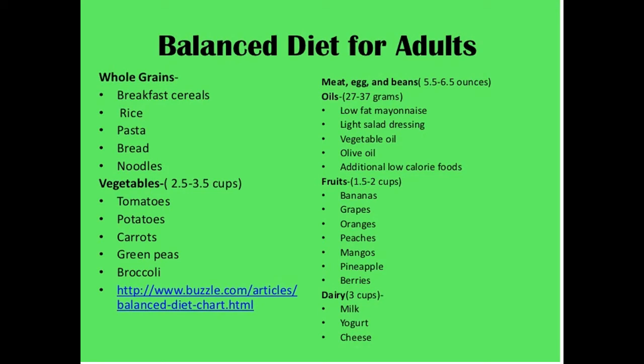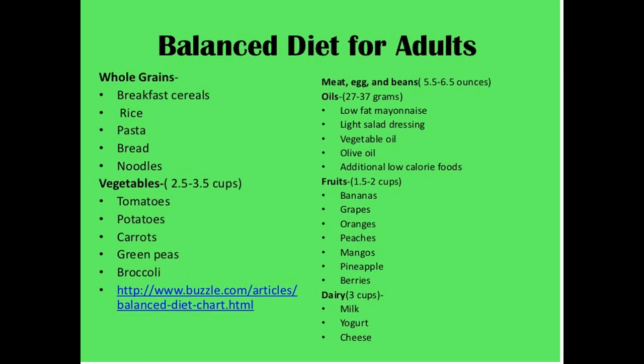For whole grains, for breakfast we should take cereals, then we can take rice in the afternoon, and then we can have pasta, bread and noodles. In the case of vegetables, the intake should be 2.5 to 3.5 cups. What vegetables should you take? Tomatoes, potatoes, carrots, green peas and broccoli, 2.5 to 3.5 cups daily.